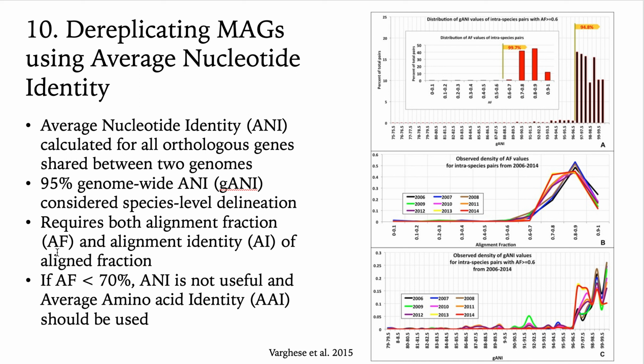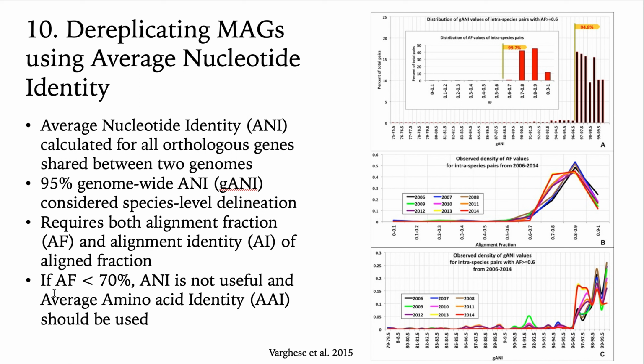ANI is calculated for all orthologous genes that are shared between two genomes. So it calculates first how many genes are shared, and then, based on that shared fraction, what is the average sequence identity. And generally 95% genome-wide ANI, or gANI, is considered a species-level delineation for microbes. But if your alignment fraction, so the number of genes that are shared between your two genomes, is under 70%, ANI will not be a useful metric, and you should turn to average amino acid identity instead.